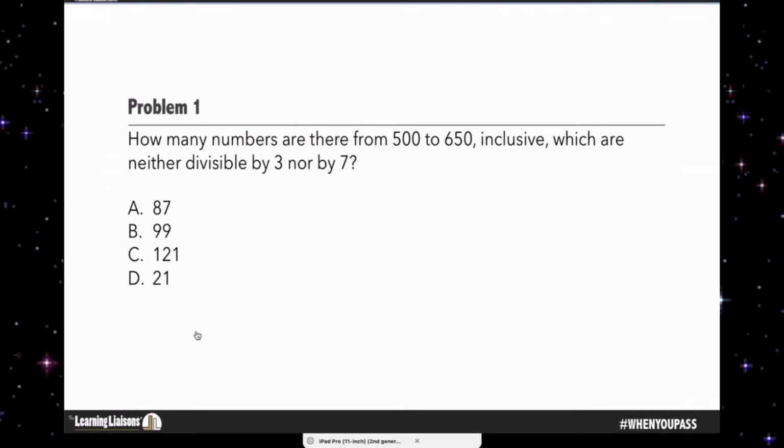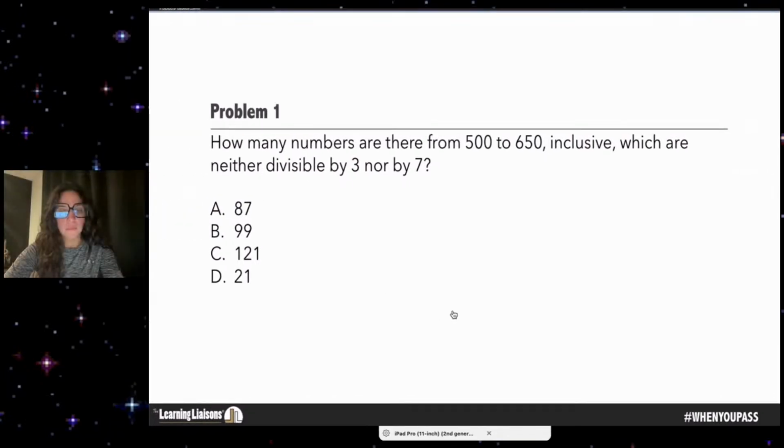Okay, problem number 1. How many numbers are there from 500 to 650 inclusive which are neither divisible by 3 nor 7? All right, so this is an interesting problem because there's quite a bit of information that it's asking.